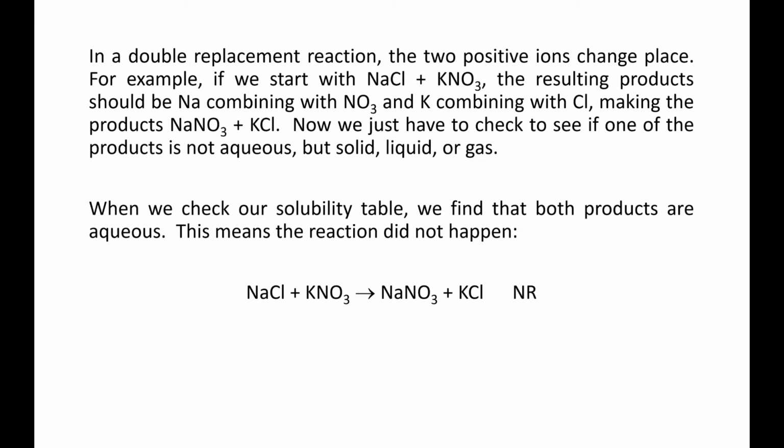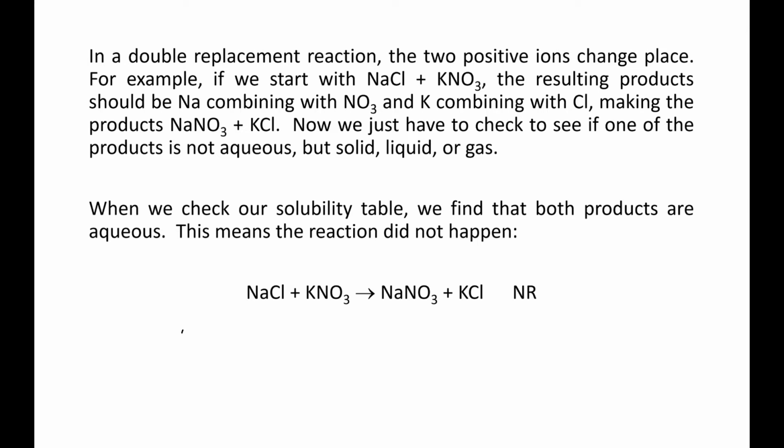Okay, in a double replacement reaction, the two positive ions change place. For example, if we start with sodium chloride and potassium nitrate, the resulting product should be sodium combining with the nitrate ion and potassium combining with the chloride ion, making the products sodium nitrate and potassium chloride. Now we just have to check to see if one of the products is not aqueous, but solid, liquid, or gas. So when we check our solubility table, we find that both products are aqueous. This means the reaction did not happen.